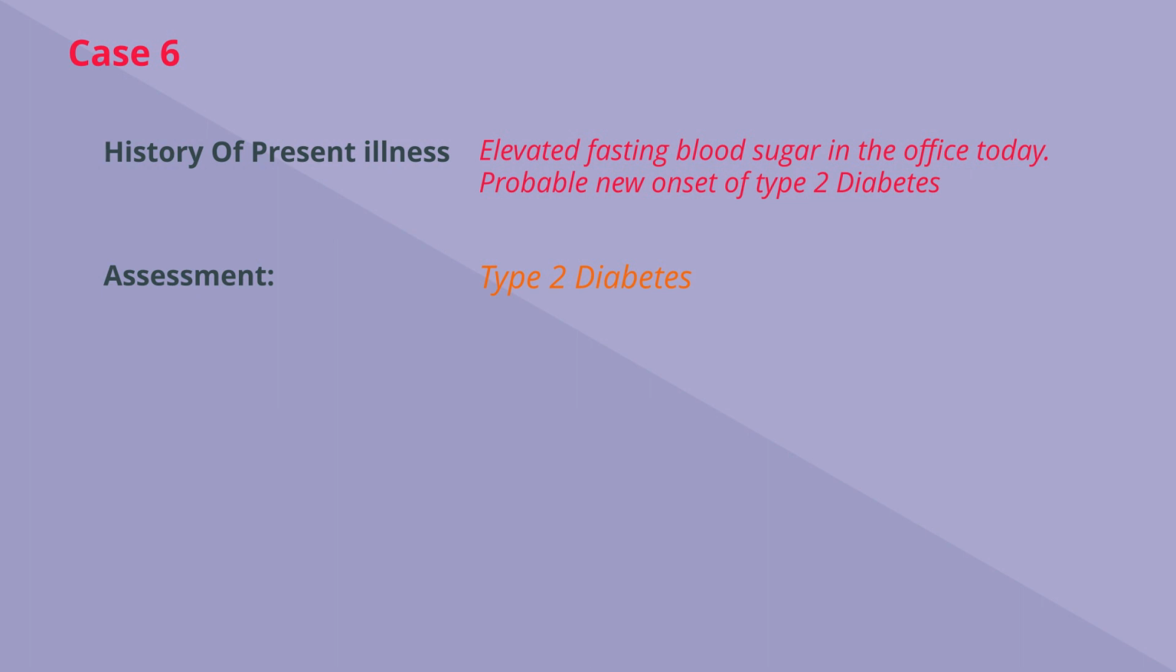Example number 6. A new patient visits his primary care physician for the first time this morning. The final impression documented in the assessment is type 2 diabetes. But in the history of present illness, the physician notes elevated fasting blood sugar in the office today. Probable new onset of type 2 diabetes.